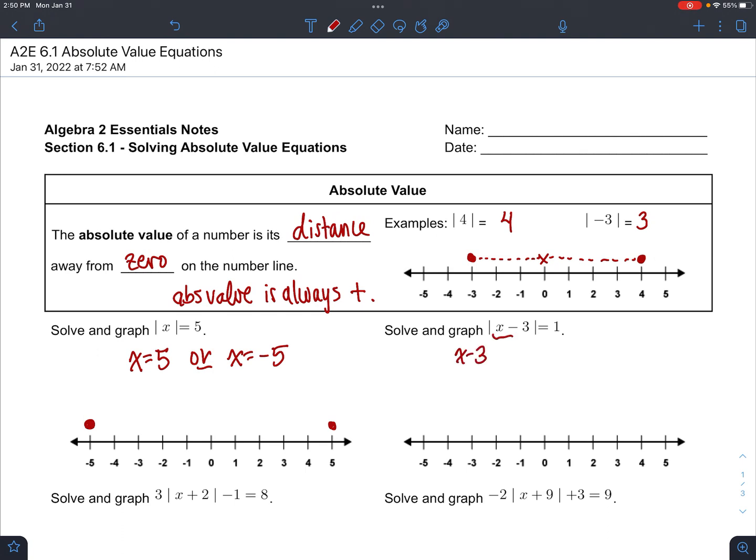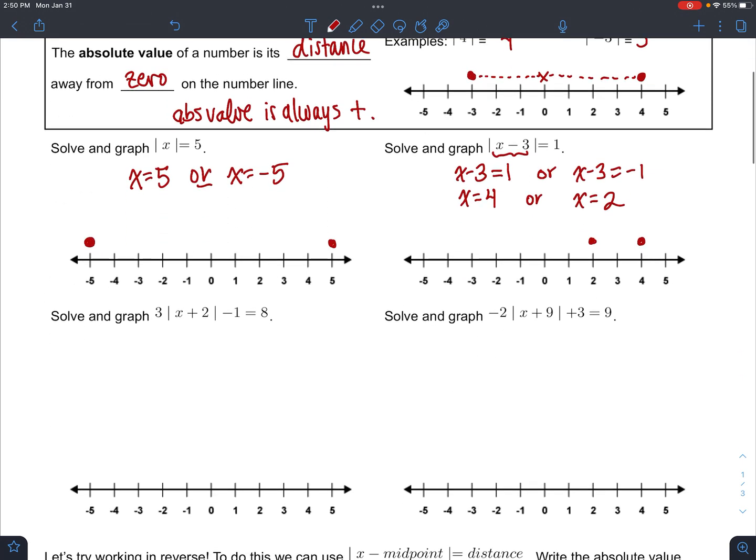This problem is the same way. Either the inside, x minus 3, is going to equal 1, or it's going to equal negative 1, because 1 and negative 1 are the only things that could go on the inside of those absolute values and truly equal 1. So with this, you'll have to solve a little bit more and put those 2 points on there.